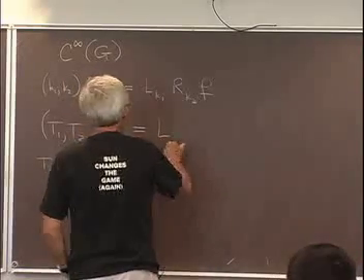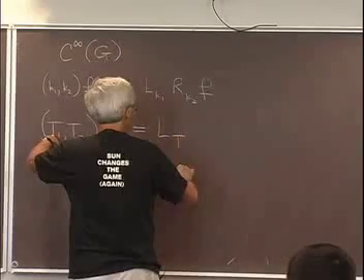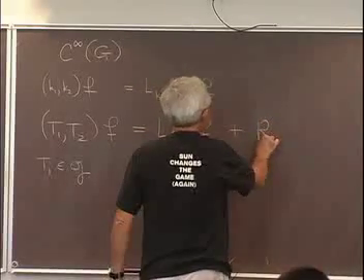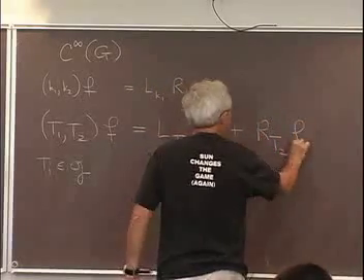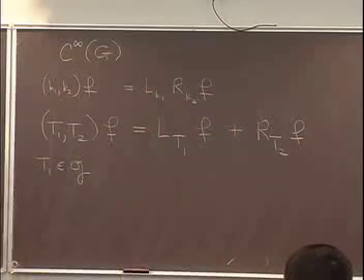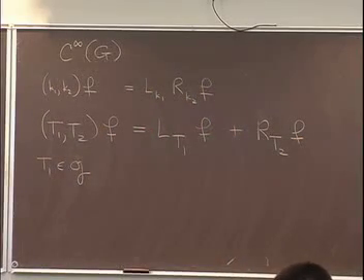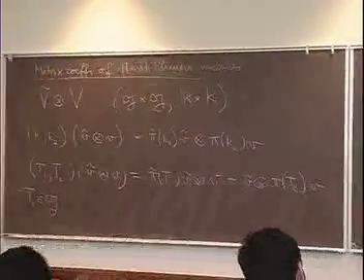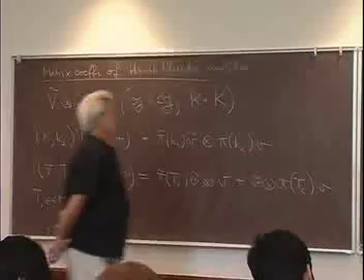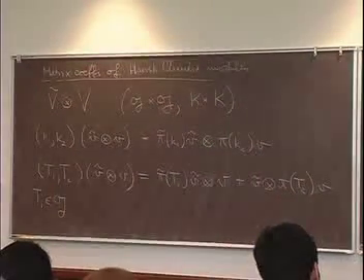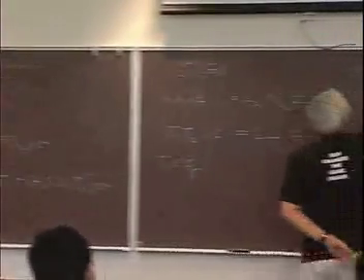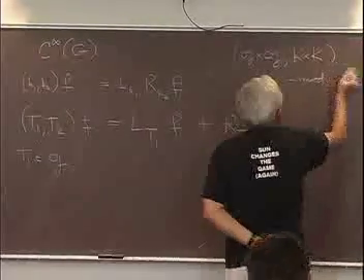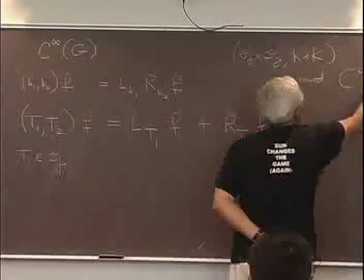Like there, I look at the left action of the element of the Lie algebra t1 on f plus the right action of t2 on f. And so this is analogous to this formula. And this gives me, again, a structure of G cross G, K cross K module on smooth functions on the group.